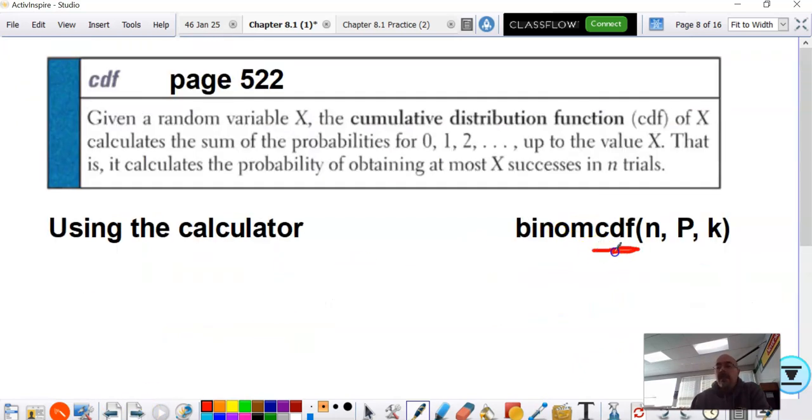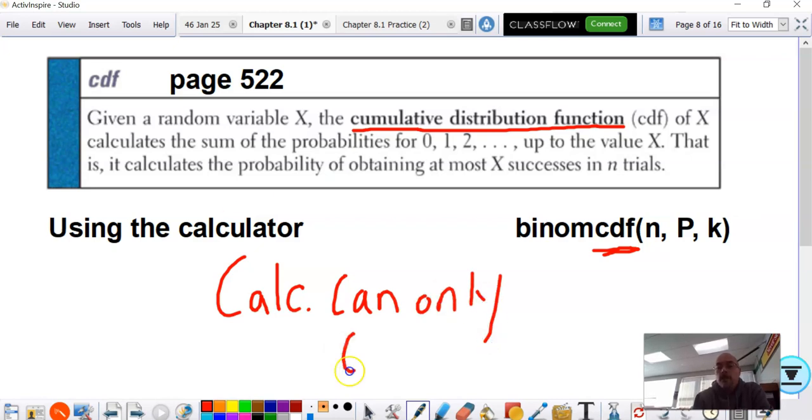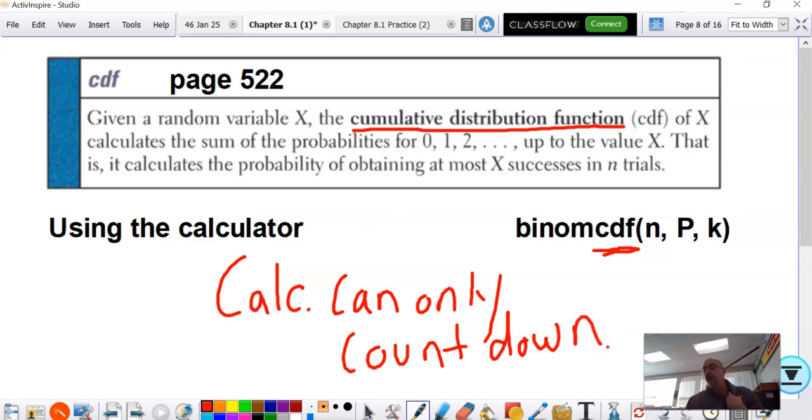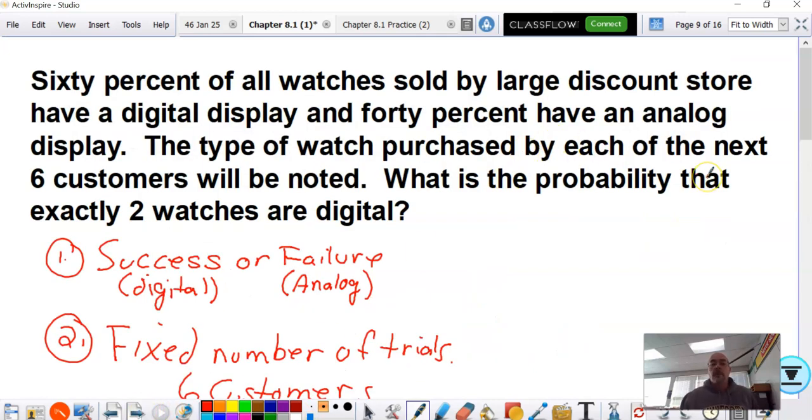CDF, okay, CDF is for a cumulative distribution function. Cumulative distribution function to calculate the sum of the probabilities. All right, now, one thing I want to point out is the calculator can only count down. Okay, the calculator can only count down, and I will demonstrate that with the examples. I'm going to do the exact same examples that I did before, except I'm going to do it with the calculator. All right, so here's this problem again.